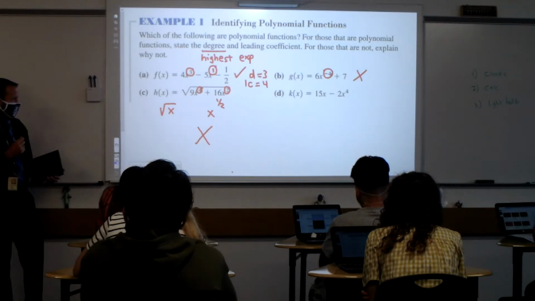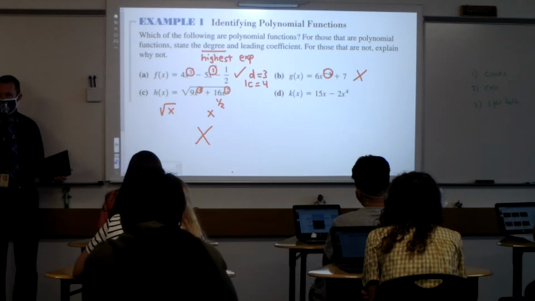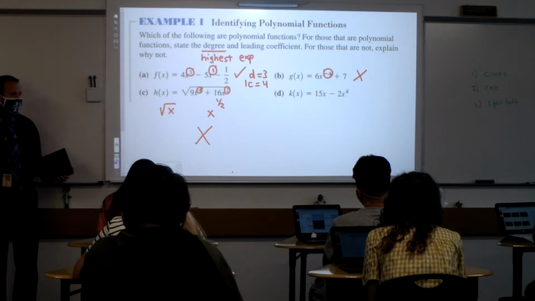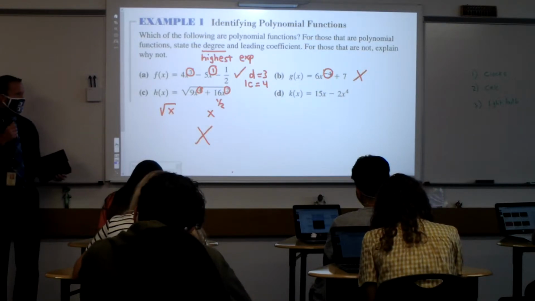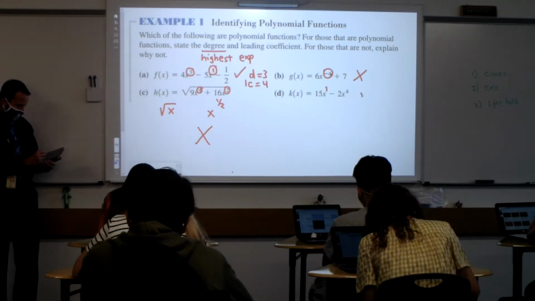Okay, let's go to D. Last one. What do you guys say? Thumbs up or thumbs down? Do we have positive whole number exponents? Yes, we have a 1 right here, and then we have a 4, so that is a polynomial.